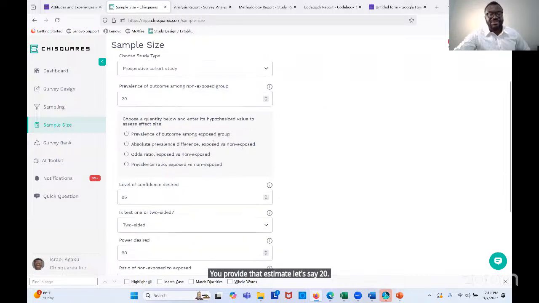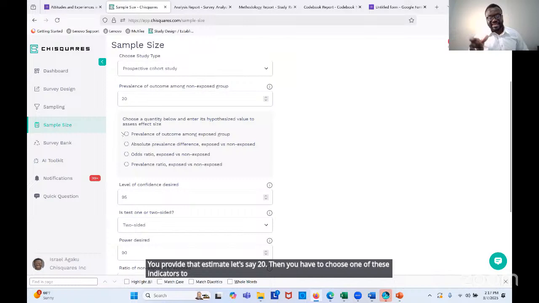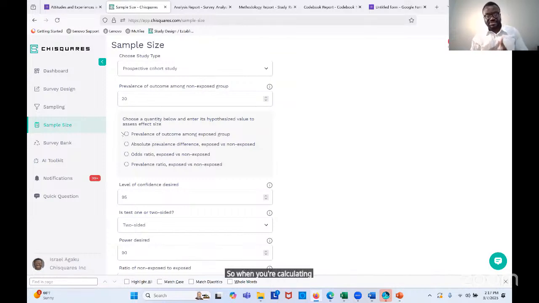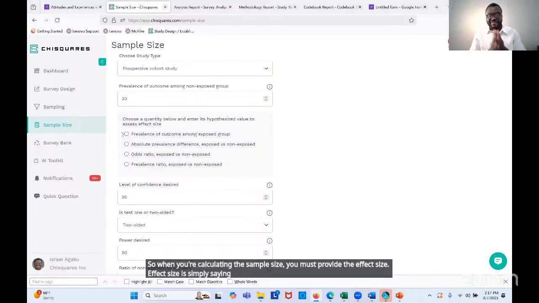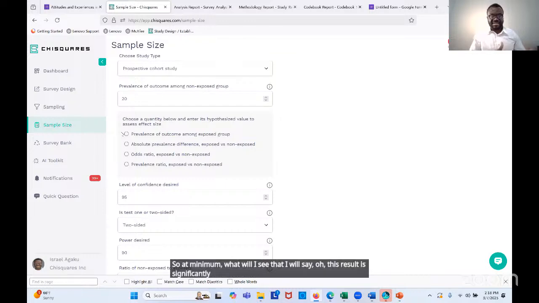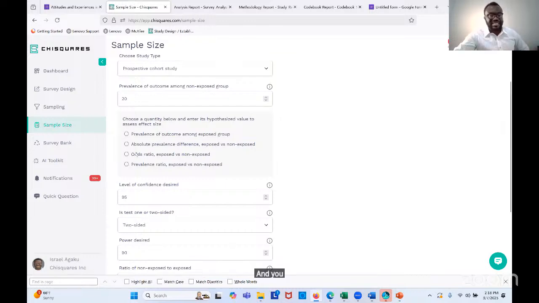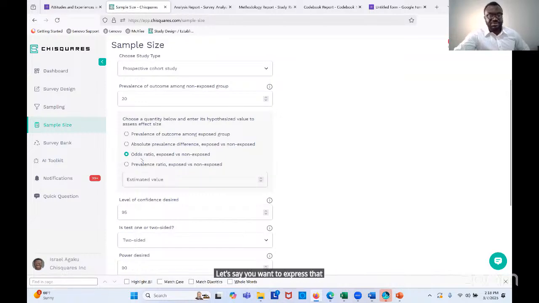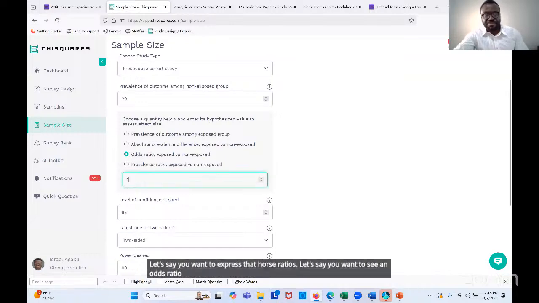And then you have to choose one of these indicators to capture effect size. When you're calculating the sample size, you must provide the effect size. Effect size is simply saying, how much of an effect do I want to see at minimum? At minimum, what will I see that I will say, oh, this result is significantly different from the other? You can express that in any of these four ways. Let's say you want to express it as odds ratios, and you want to see an odds ratio of at least 1.5. So you provide that 1.5 there.